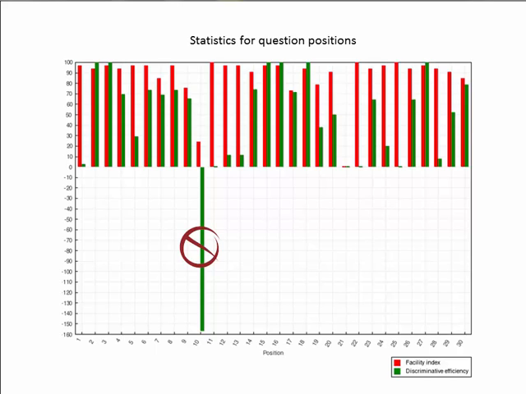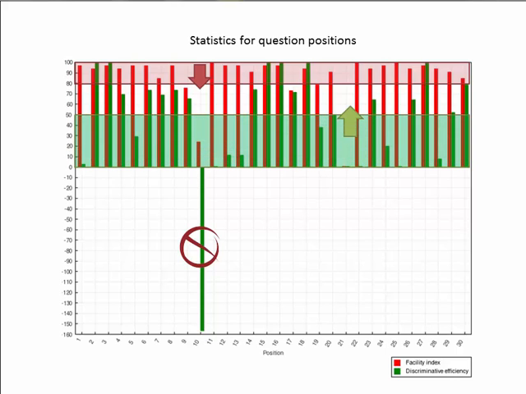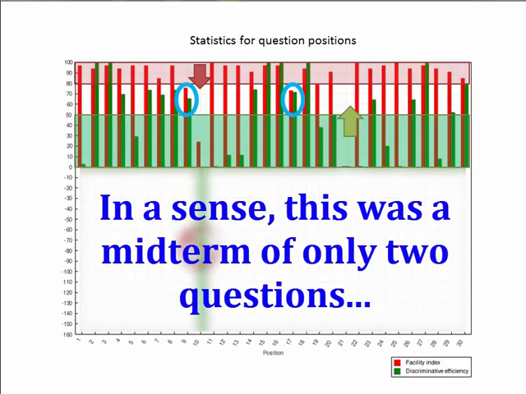While this graphic looks very busy, we can use some of our rules on the use of metrics to simplify it. We know, for example, that the facility index should be below 80%. We also know that the discriminative efficiency should be above 50%. This leaves us the range for appropriate questions. In this entire midterm exam, only 2 questions are in this appropriate zone. Unsurprisingly, question number 9 was one of the 2.